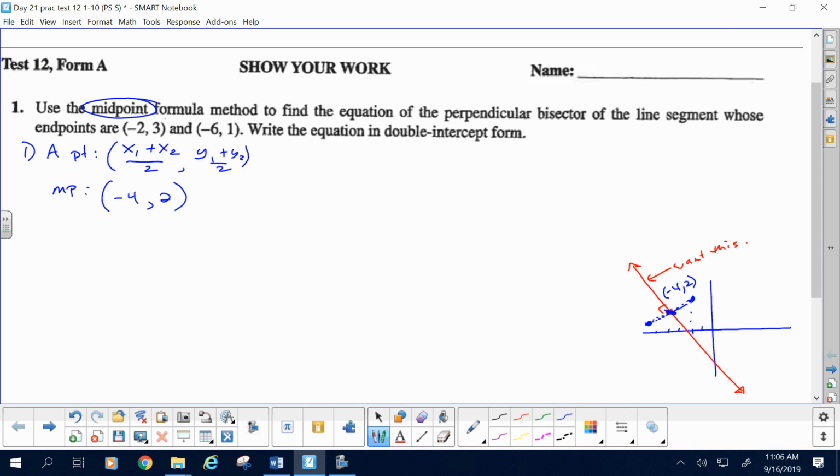Now we need a slope. We have to actually find a slope in 2 steps. Find a slope between the points. Between the 2 points. How do we find slope between 2 points? Rise over run. Change in y over change in x. Rise is changing y, not x, I don't think so. Changing y over changing x.